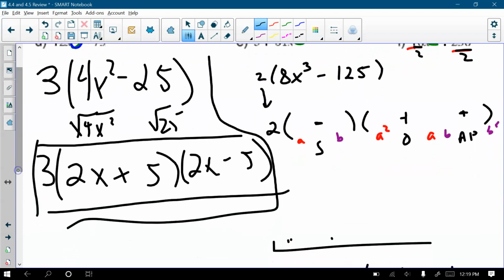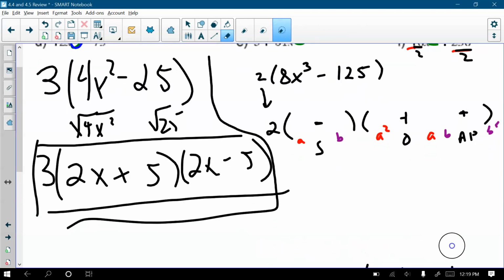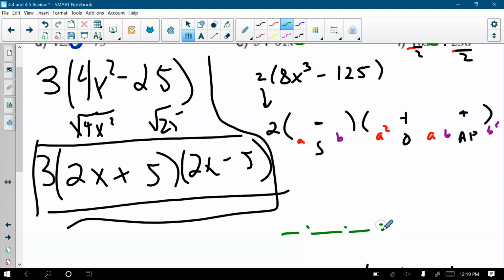And now we have to think of a couple things here. For 8x cubed, A is not 8x cubed, so be aware of that. Here's what I'm going to try to say here. I need something times something times something to equal 8x cubed, times, not adding. Your answer here would be 2x.